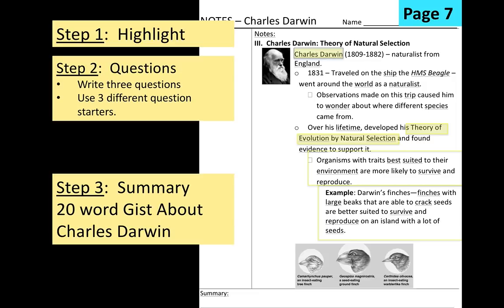All right, before moving on, please make sure that you've got everything done on this page. So make sure everything's highlighted, you've got 3 questions, and that you have your 20-word gist about Charles Darwin written down. All right, and then at this point, I want you to pause the video and go up to the teacher and get a stamp for assignment number 3, and that's going to be both pages 5 and 7 for 1 stamp. So please look over and make sure they are both completely done before you go up for your stamp.